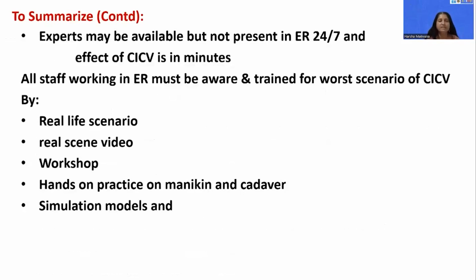Experts are available in the emergency room, but they are not always with the patients, and they are not present in the ER 24/7. And at that time, if CICV occurs, the danger develops within minutes. So all staff working in the emergency room must be aware and trained for the worst scenario of CICV. How? By presenting real-life scenarios, real screen videos, workshops, hands-on practice on mannequins and cadavers, and simulation models.